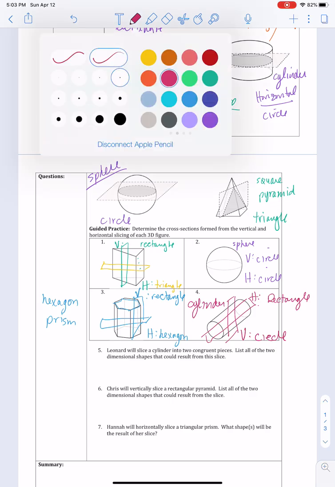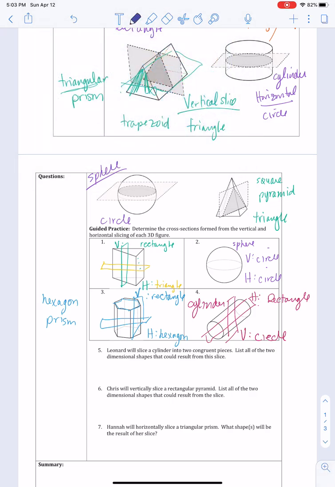All right, so here's a couple of word problems just to take those a little bit further. Leonard will slice a cylinder into 2 congruent pieces. List all the 2-dimensional shapes that could result from this slice. So it's a cylinder, just like this one. If we slice it vertically, I'm going to get circles, and horizontally will be a rectangle.